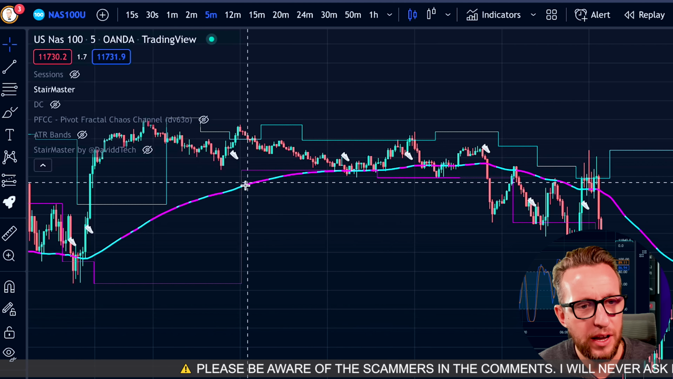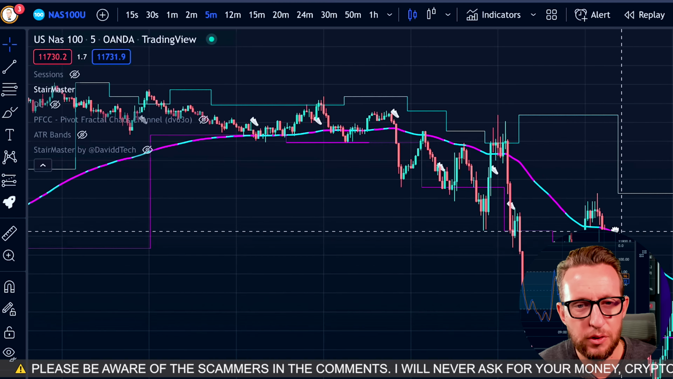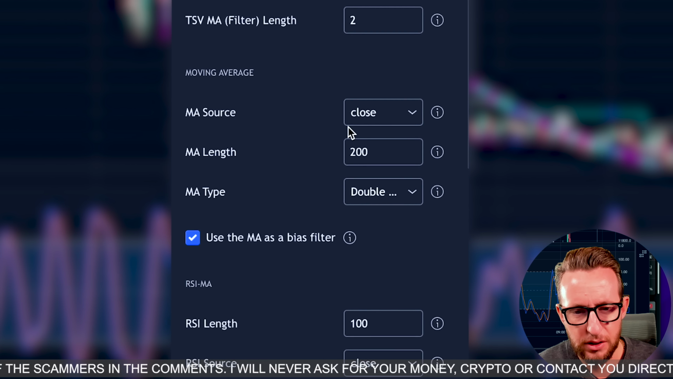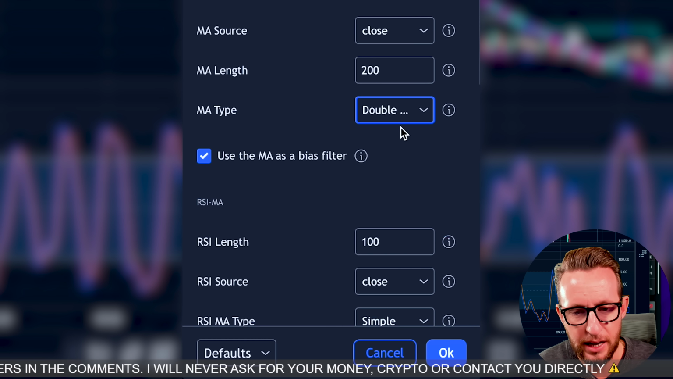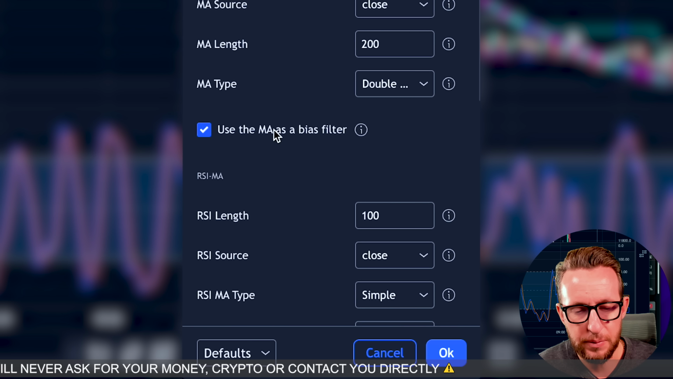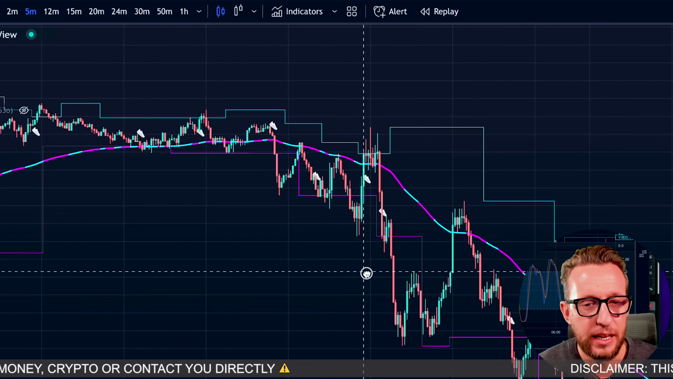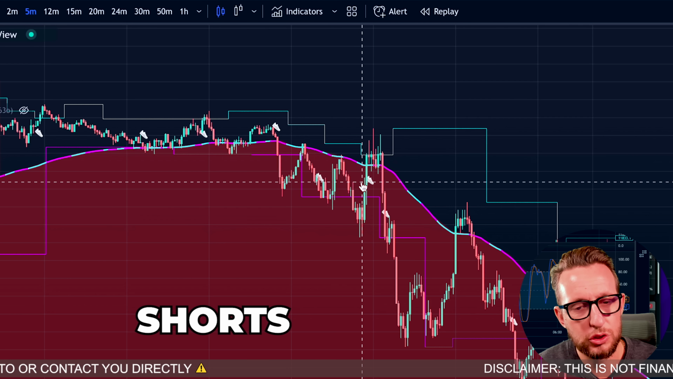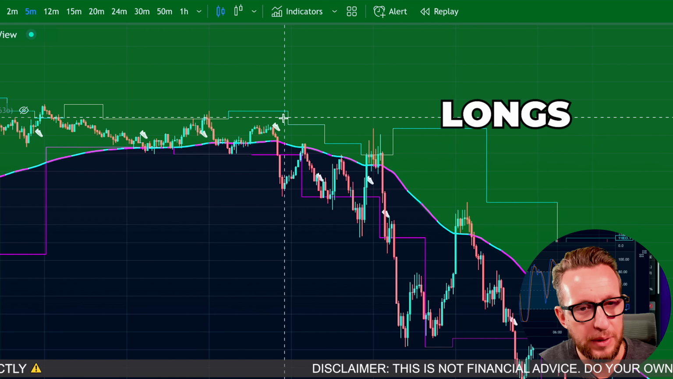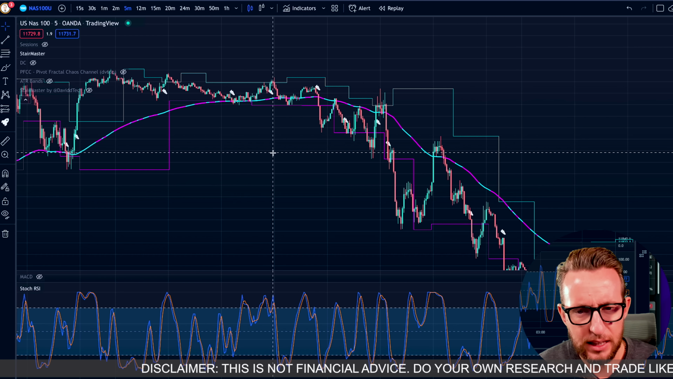And then here we have a double EMA, so a DEMA. So we've got this in the middle here. It's at 200 level, if I remember rightly, inside the code. Yes, here we are. As you can see, we have a double EMA at 200. We're using the MA bias, so that means that for any shorts, we have to be below the DEMA, and for any longs, we have to be above the DEMA. So those are a couple of the setups in the settings.